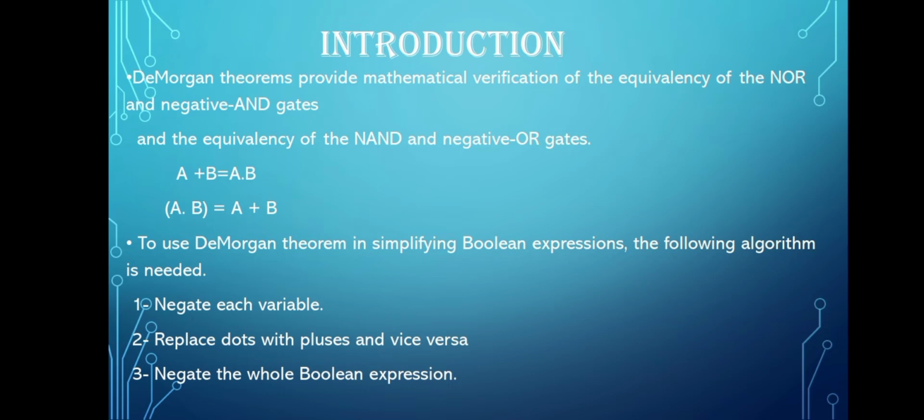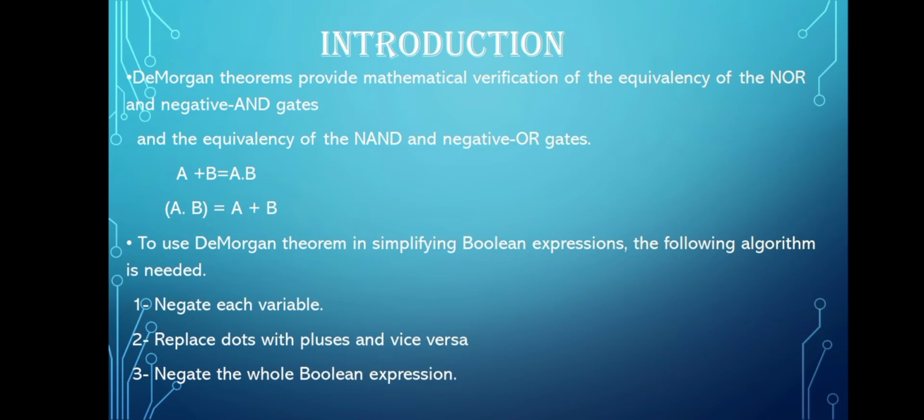De Morgan's theorem proved mathematical verification of the equivalency of the NOR and negative AND gate and the equivalency of the NAND and negative OR gates. A plus B is equal to A not B is equal to A plus B.